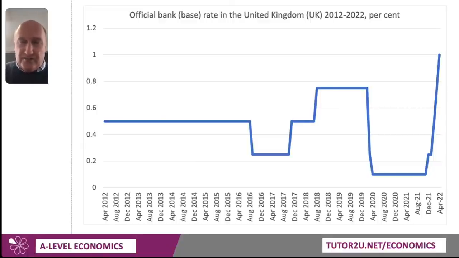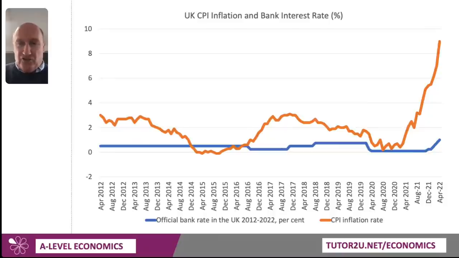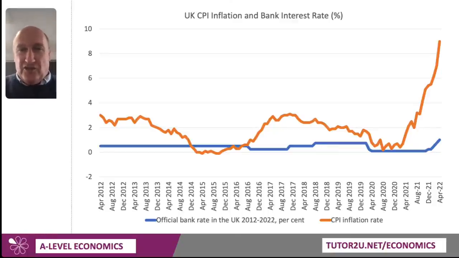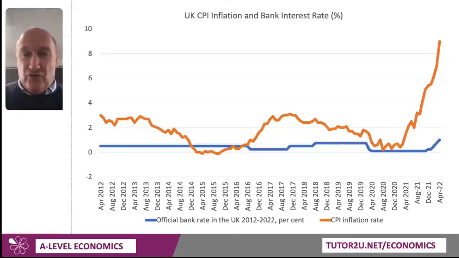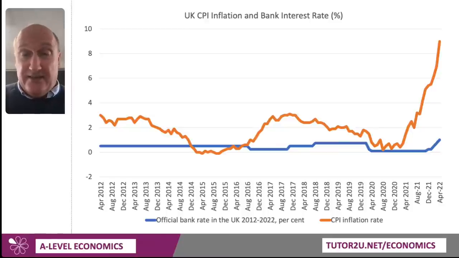What I've done in the next slide is superimpose inflation on that chart. And you can see here what's happened to CPI inflation. But inflation in the UK is now well above target. It's currently 9%. Interest rates are starting to go up, but the gap now between inflation and interest rates is the highest it's been for, gosh, certainly two or three decades.